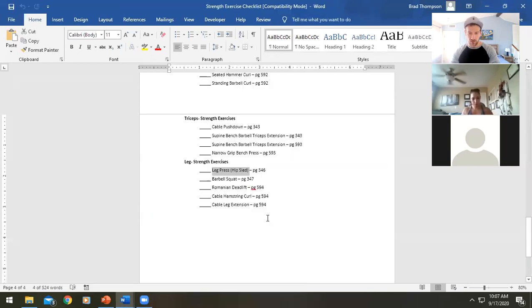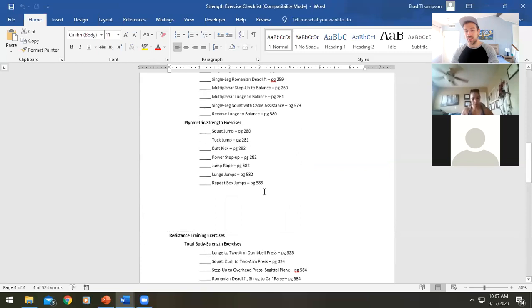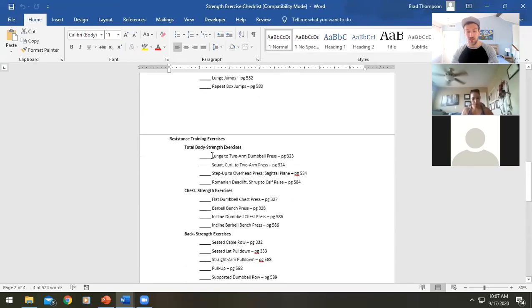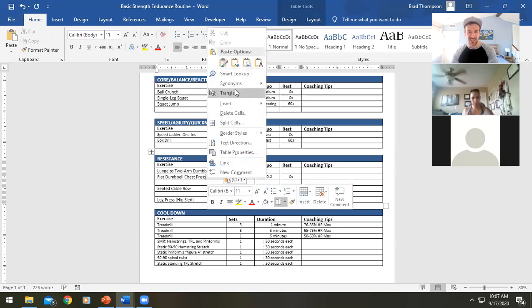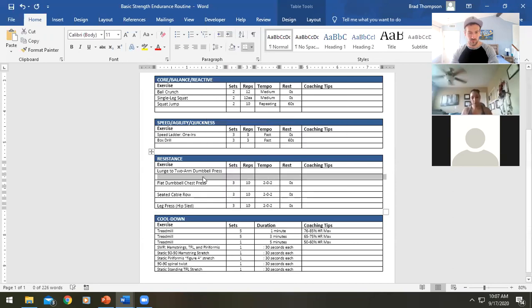Where's my list? There it is. Okay, so going back to the top, let's get a total body exercise in there. I actually don't do a lot of total body with hypertrophy. Burns too many calories. Then we go chest, we go back. Let's get some shoulders in there.